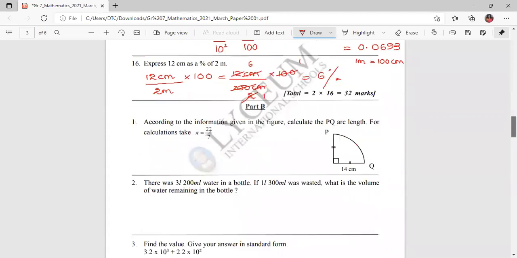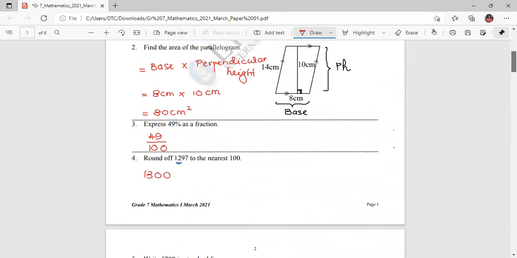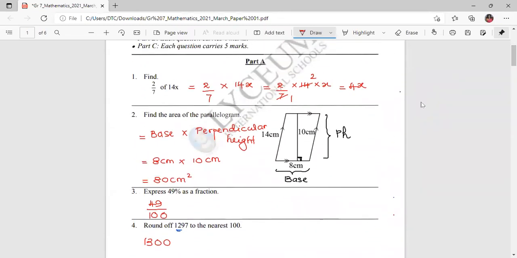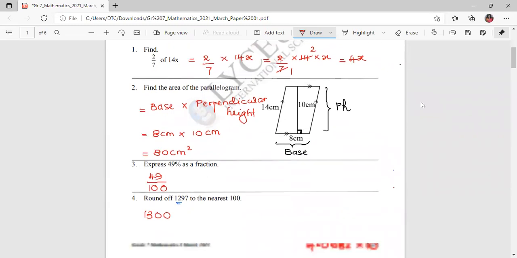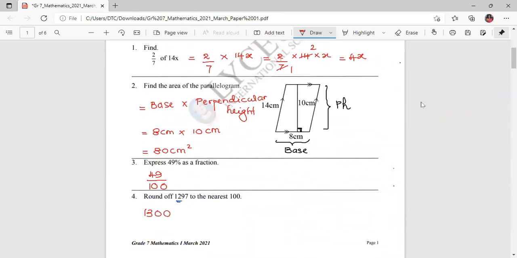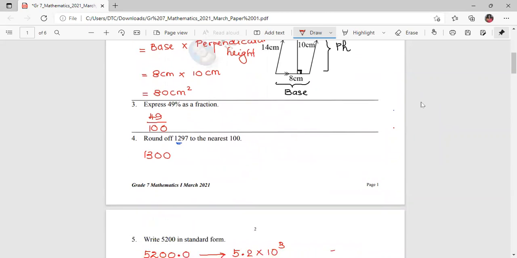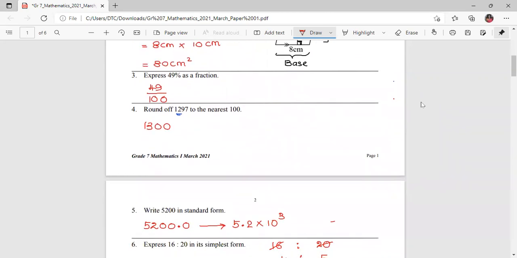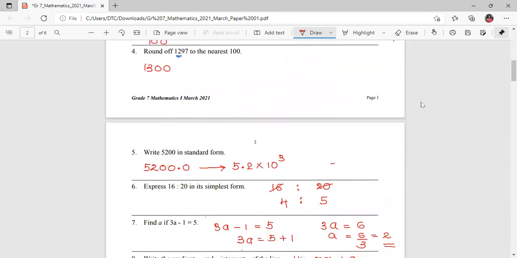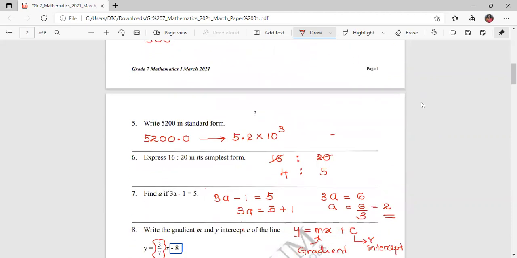So if you need, I'll quickly show you all the answers. You can check again and you can mark your answers. And the first question, it is 4x. Then the next question, it is 80 centimeters squared. Third question, 49 over 100. Fourth question, it is 1300. And the fifth question, you write in standard form 5.2 multiplied by 10 to the power 3.